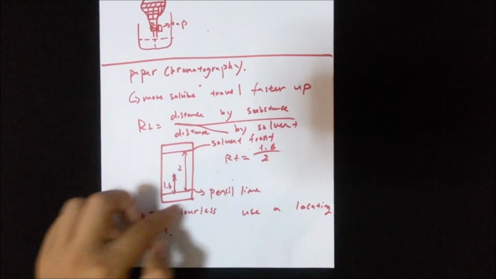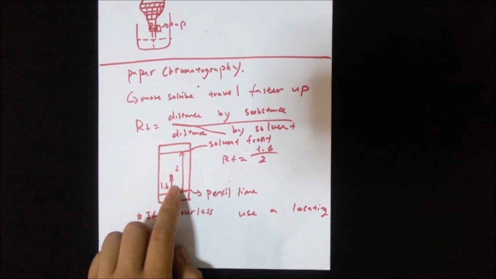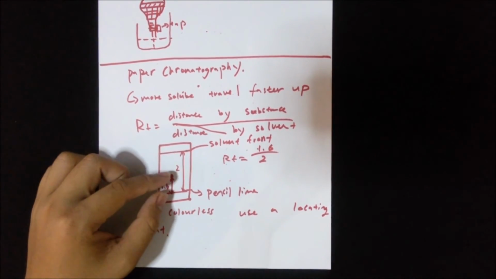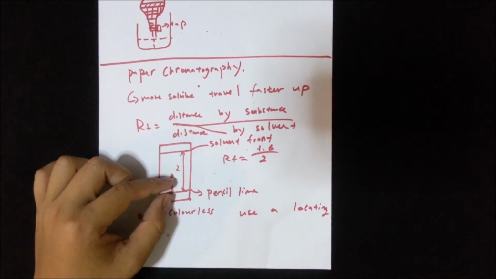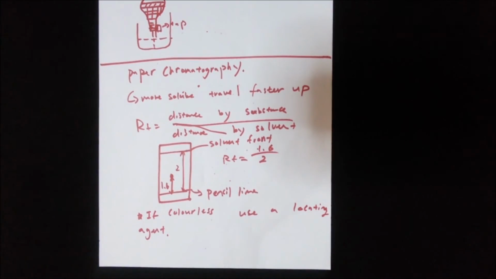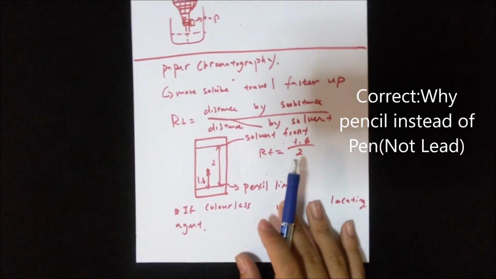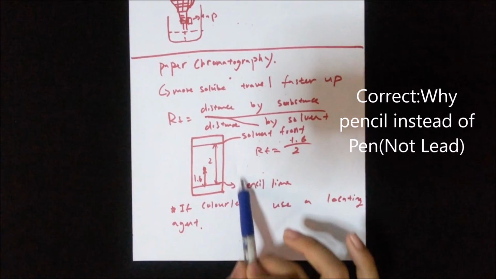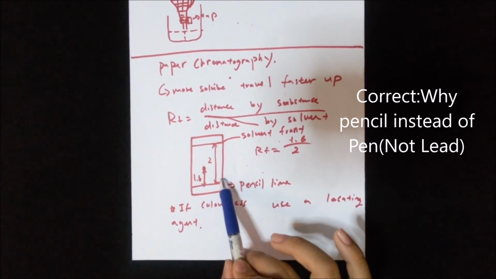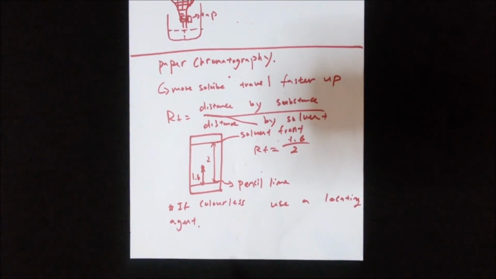So this is the setup. This is the solvent front, and this is where the dye starts. It will travel up, and this distance here is known as the distance traveled by the substance, and the distance from the pencil line to the end is known as the solvent front. From there, we can find out the RF value. Please bear in mind that what I wrote here is a pencil line. Why do we use a pencil line instead of ink? It's because if you use ink, when this dissolves into water, the ink will also dissolve, hence making the experiment inaccurate.